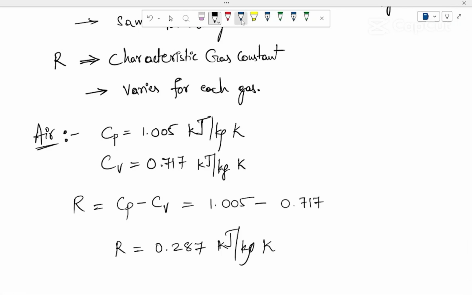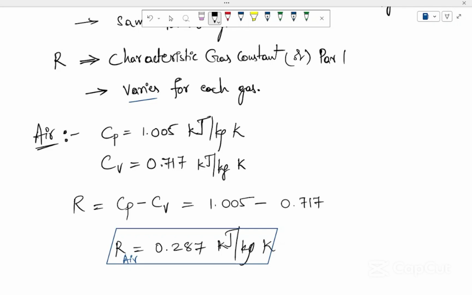This is measured in kilojoule per kg Kelvin. This is the R value for air only. If you take some other substance, this will vary. So the point here is that the R value is the characteristic gas constant, which is also called the particular gas constant, because for a particular gas it will have a particular value. That's why it's called the particular gas constant also. For air, this is an example, and you can keep on writing examples for other gases as well.